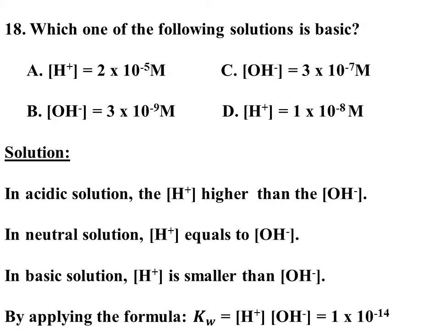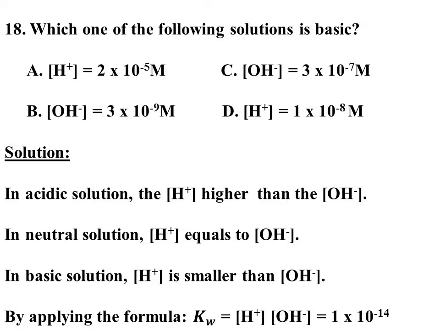Which one of the following solutions is basic? A, the concentration of H+ equals 2 times 10 to the power of minus 5 molar. B, the concentration of OH- is 3 times 10 to the power of minus 9 molar. C, the concentration of OH- is 3 times 10 to the power of minus 7 molar. D, the concentration of H+ is 1 times 10 to the power of minus 8 molar.